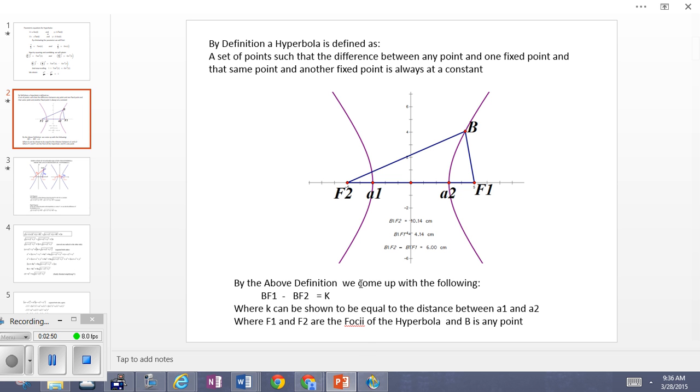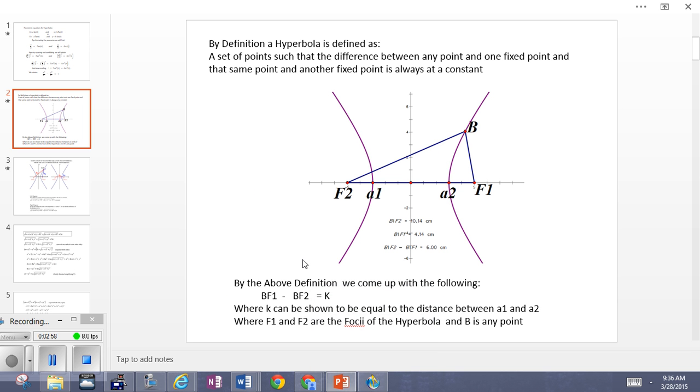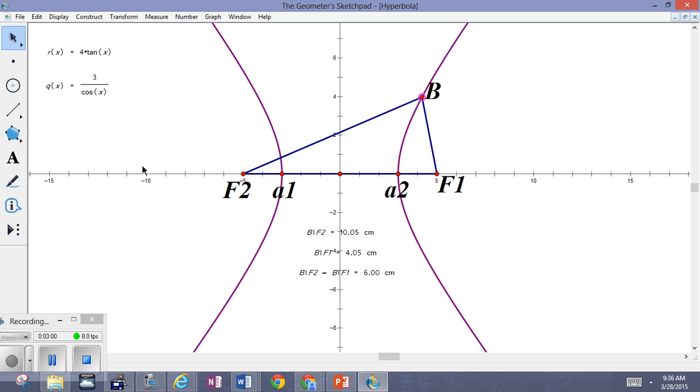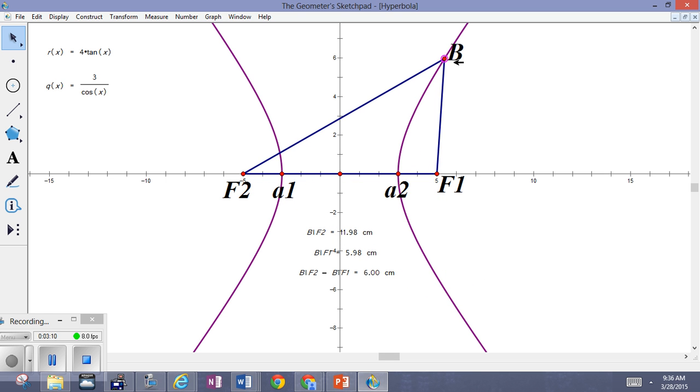So we're going to illustrate this here and go to the sketchpad offering from which it came. So B is any point on my hyperbola. B is any point on my hyperbola. And what we do is we measure the distance from B to one focus and from B to the other focus, and we subtract their differences, and their differences will always be the same value.